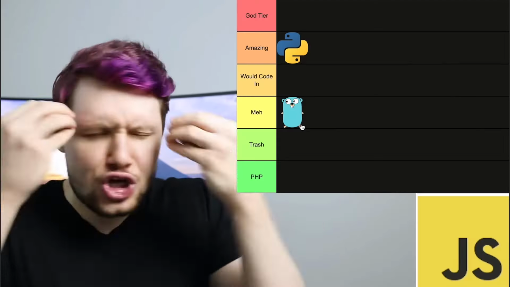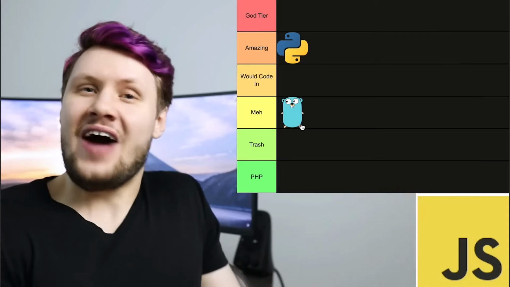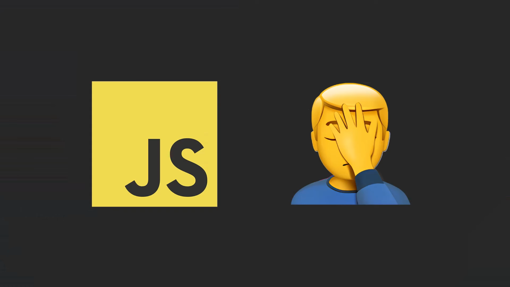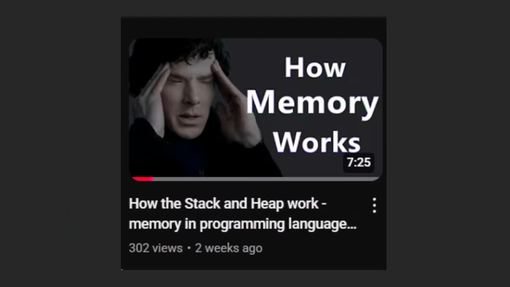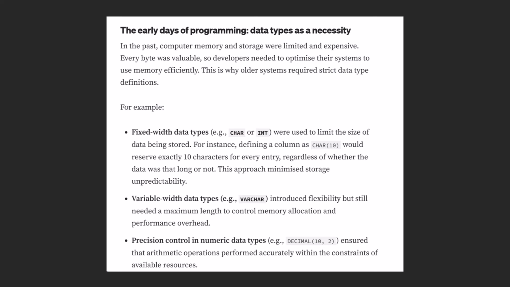Beautiful, elegant, human ingenuity at its finest. Now, aside from TypeScript being human ingenuity at its finest, in order for us to understand why TypeScript should not exist, we must first understand how computers manage memory. In reality, data types do not exist. There are only zeros and ones.